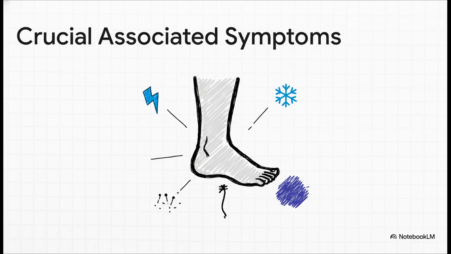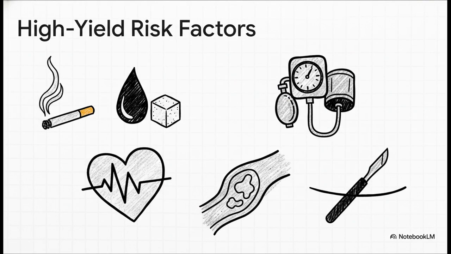Okay. And beyond the pain itself, what other associated symptoms would you specifically ask about? What are the real red flags here? The critical symptoms I'd be looking for include any pain at rest, numbness or that pins and needles sensation, a feeling of coldness in the limb, and, most urgently, any signs of paralysis or weakness.